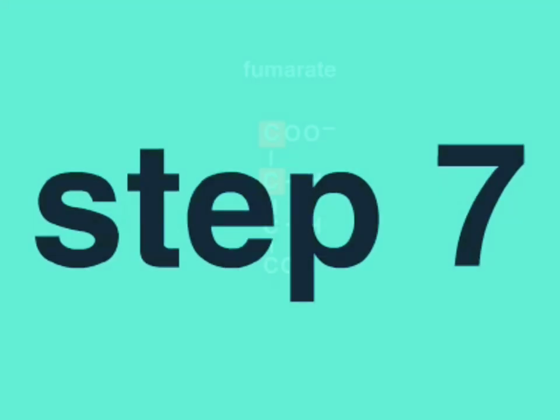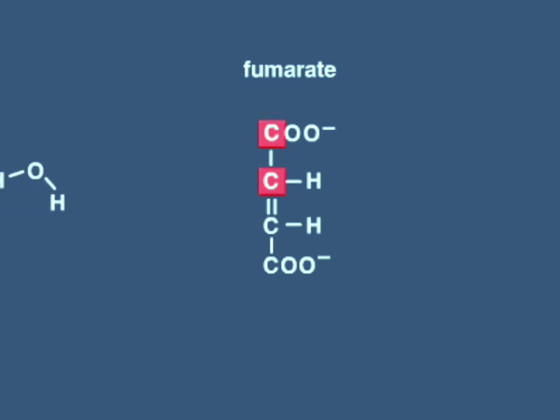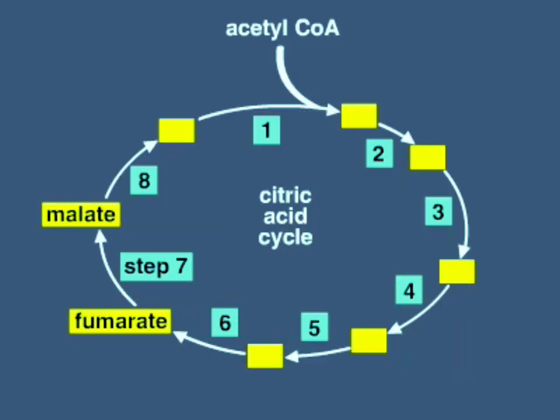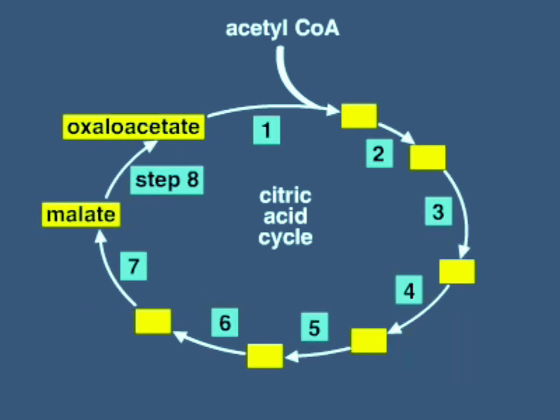In the next reaction, fumarate combines with a water molecule. The resulting molecule is malate, with the water molecule added across the two central carbons. The next step produces the final NADH molecule. In this reaction, malate is converted to oxaloacetate.